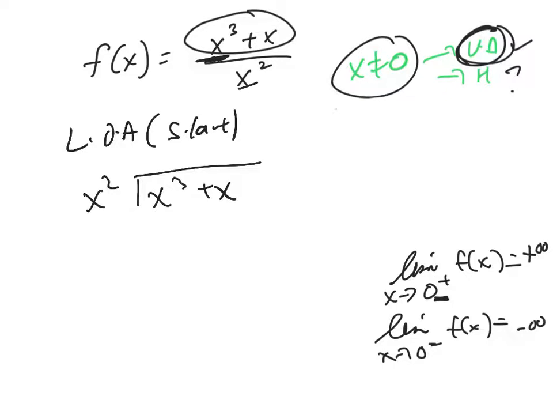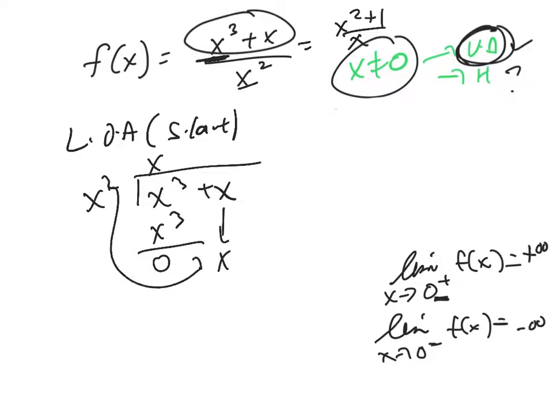Or if you wanted to, you can actually do the division for the modified one. You end up getting the same thing. I put x over x cubed, I get 0, and I bring down the x. x squared cannot go into x, so I'm done. In other words, my LOA is going to be y equals x.